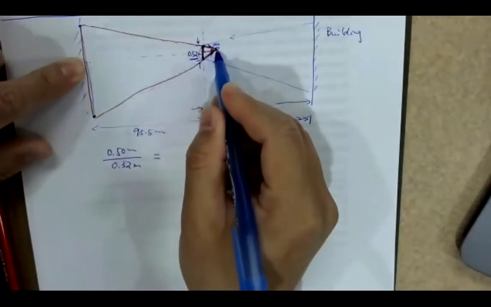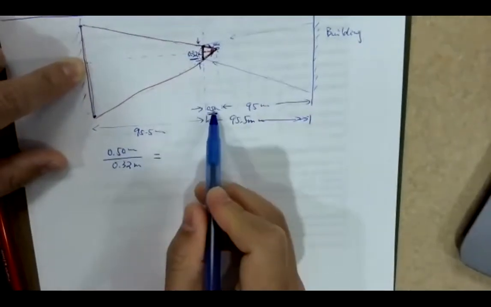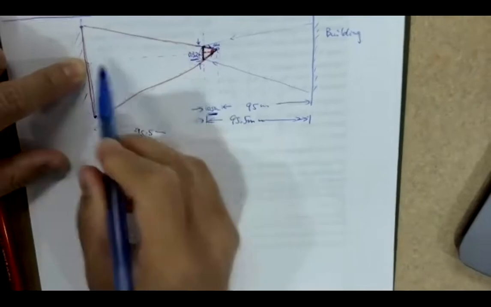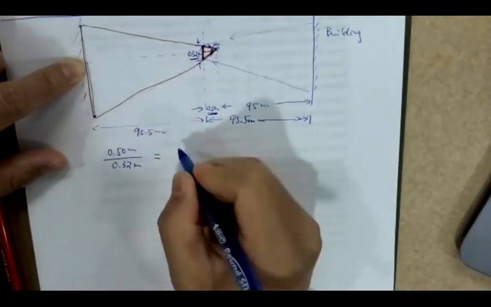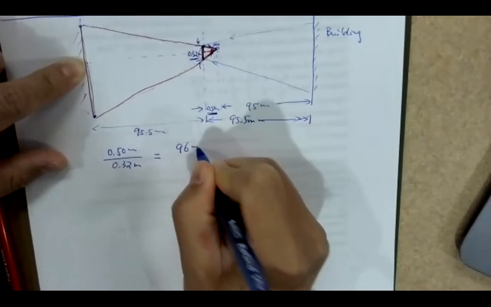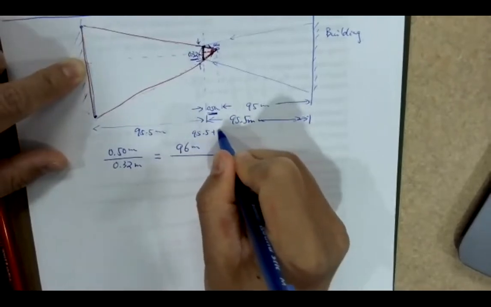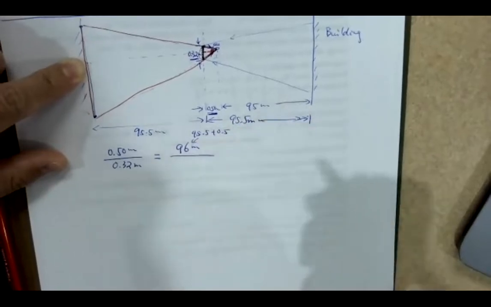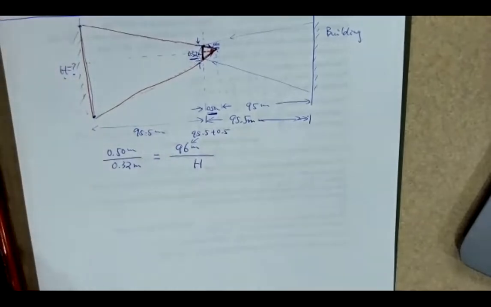Now we should take a look at the numbers carefully. So this is 95.5, and then we should include that 0.5 to be the height of the larger triangle. So 95.5 plus 0.5, that would be 96 meters, okay? And over this h, that's what you are looking for, okay? So once you have set that up, then you can solve for h.